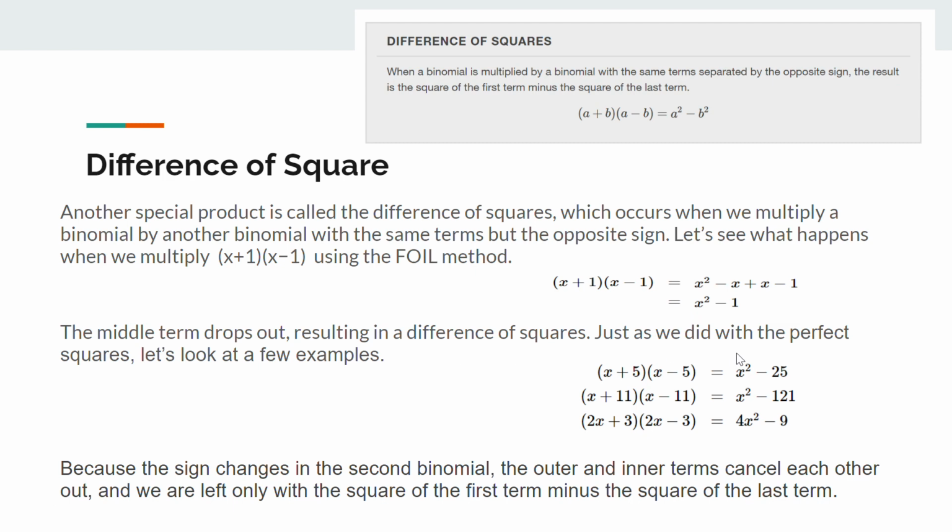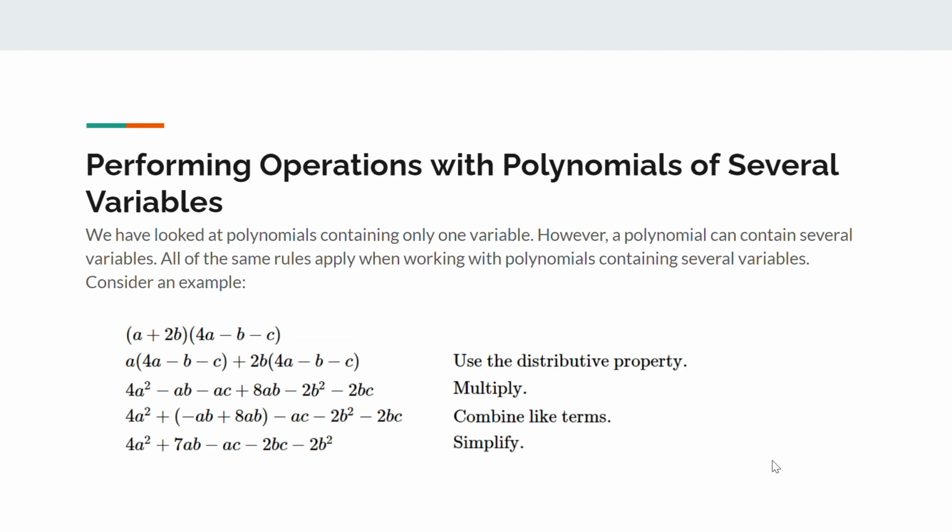Just as we did with the perfect squares, let's look at a few more examples. x plus 5 times x minus 5, we get x squared minus 25. x plus 11 times x minus 11, we get x squared minus 121. And the last one is 2x plus 3 times 2x minus 3, we get 4x squared minus 9. Because the sign changes in the second binomial, the outer and inner terms cancel each other out, and we are left only with the square of the first term minus the square of the last term.